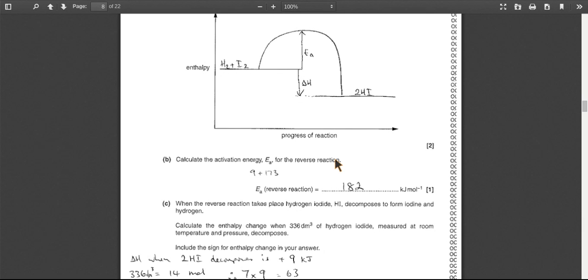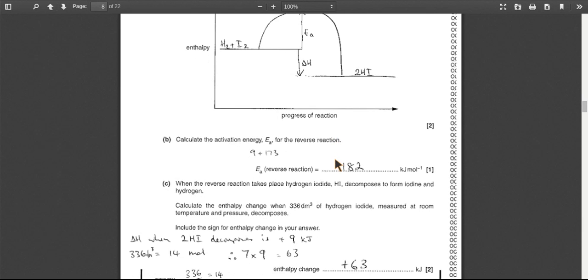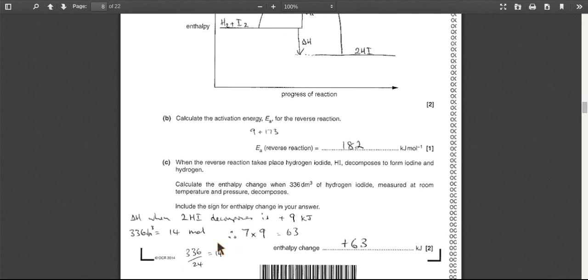When the reverse reaction takes place, hydrogen iodide decomposes to form iodine and hydrogen. Calculate the enthalpy change when 336 decimeters cubed of hydrogen iodide measured at RTP decomposes. And we've got to include the enthalpy sign in the answer. So the first thing I will be doing is, they've given me a volume of a gas, so straight away you can work out how many moles that is. So that comes out at 14 moles. 336 divided by 24 dm cubed is 14 moles.